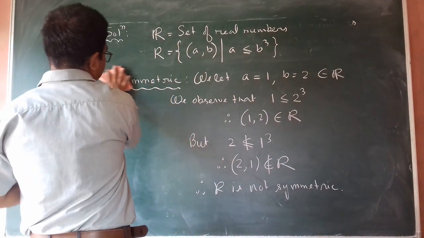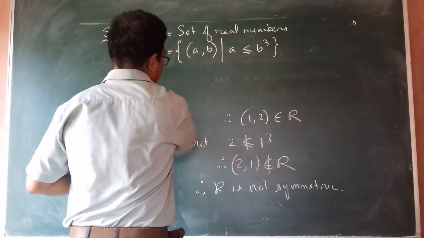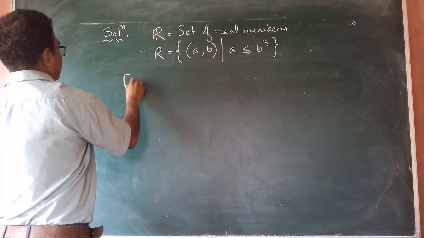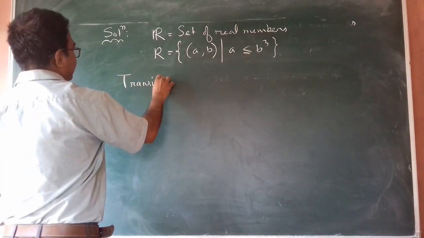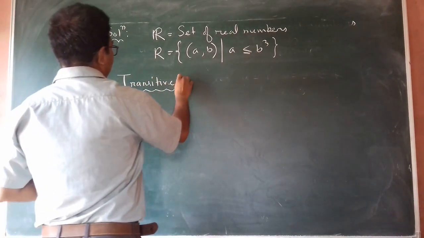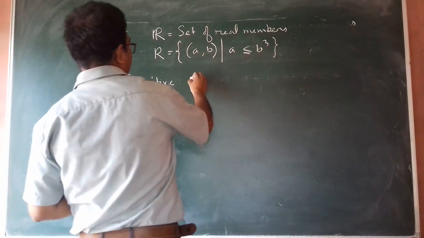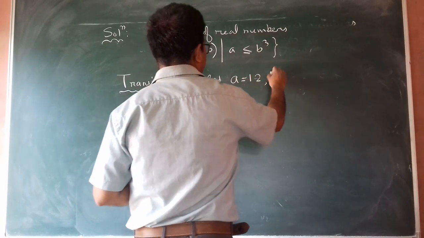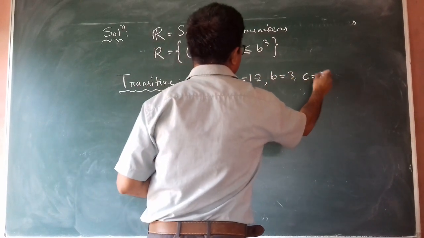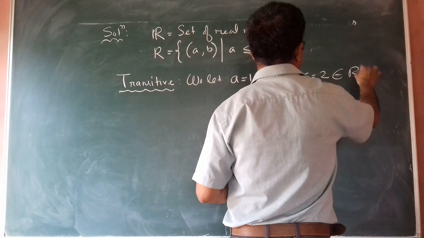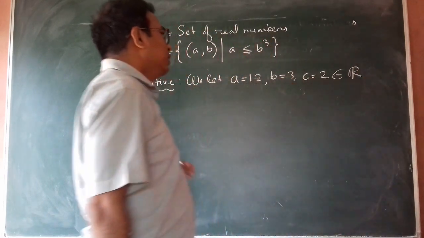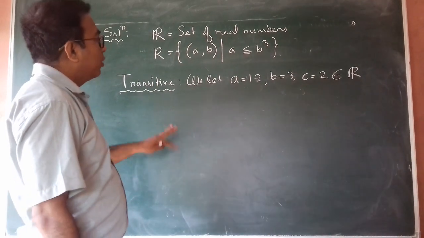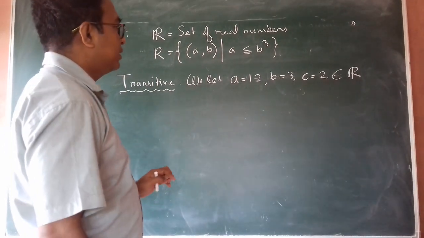So next is the transitive condition. We take an example here: a equal to 12, b equal to 3, and c equal to 2. You can take any numbers by yourself, but care should be taken that the first two conditions must be satisfied.